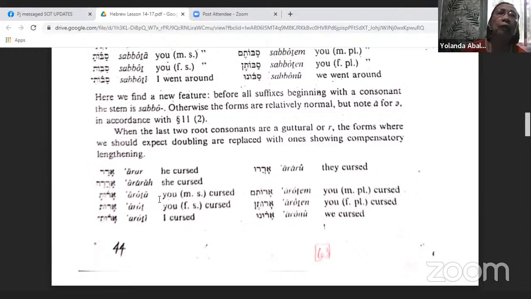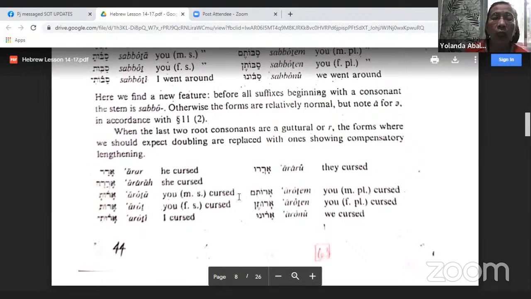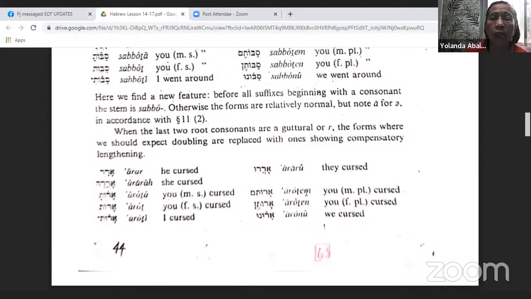When a person is rejecting another person, that is considered a curse. You, woman, cursed, arot. You, men, cursed, arotem. You, women, curse, aroten. I curse, arote. We curse, arono. Do you know the equivalent of this?